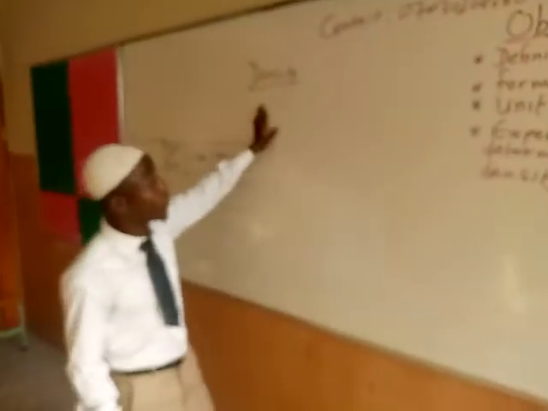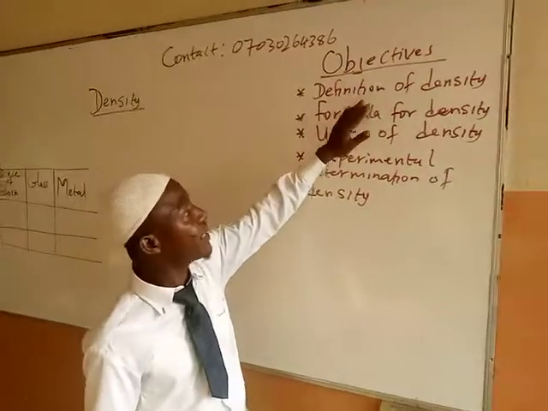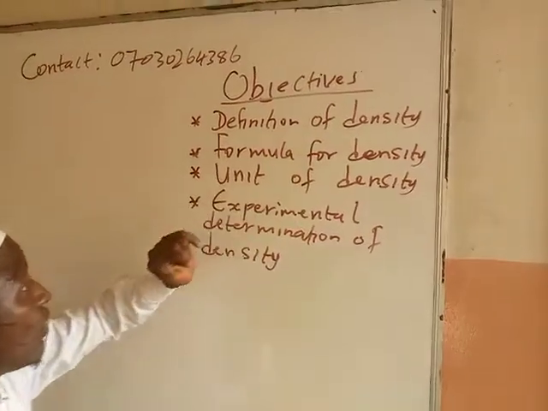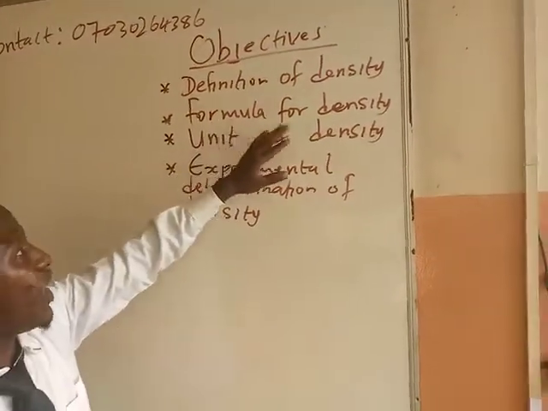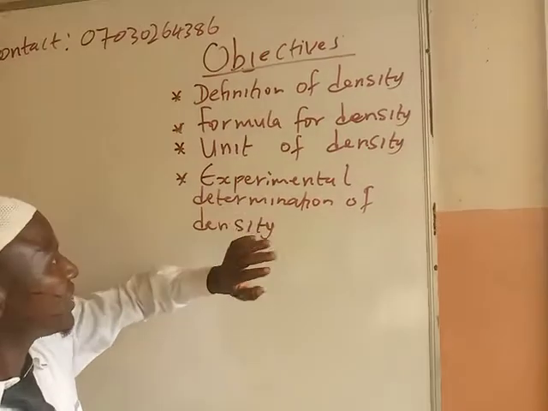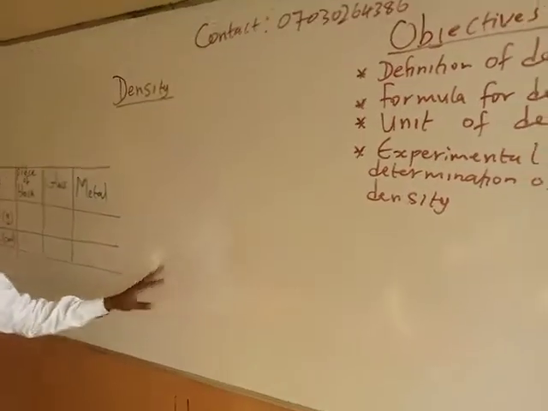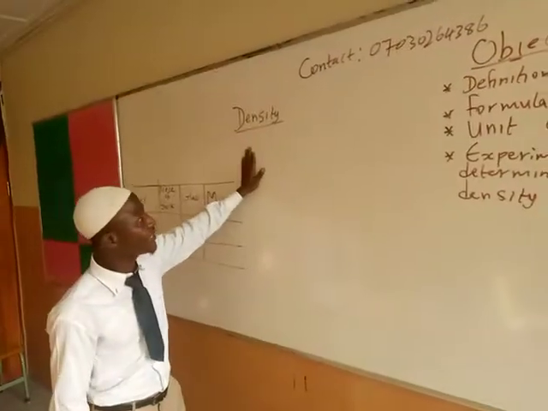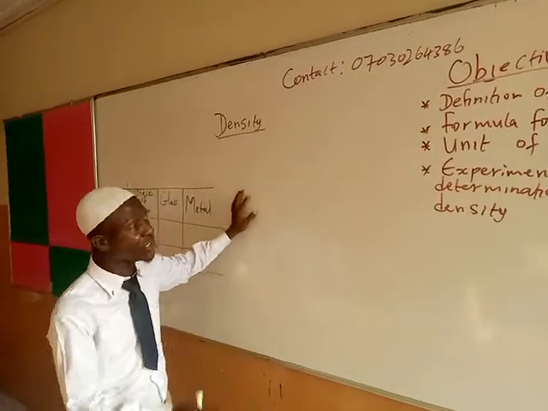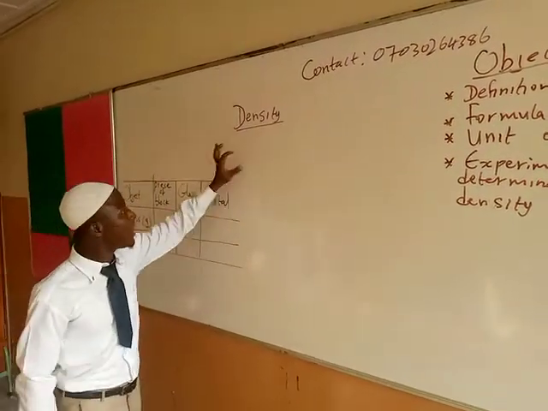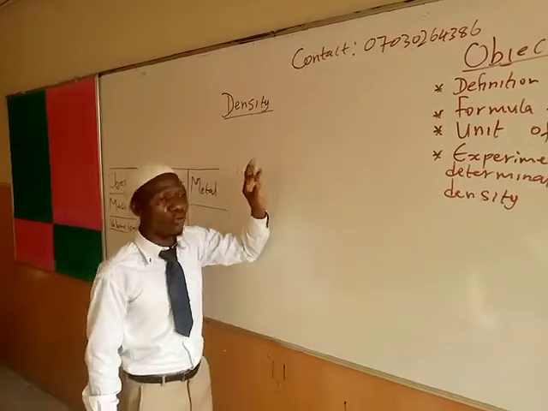Now, under today's topic, we are going to define density of a substance, then the formula for finding density, the unit of density, then experimental determination of density. When we say density, we mean the mass of unit volume of a substance. Mass of unit volume of a substance.